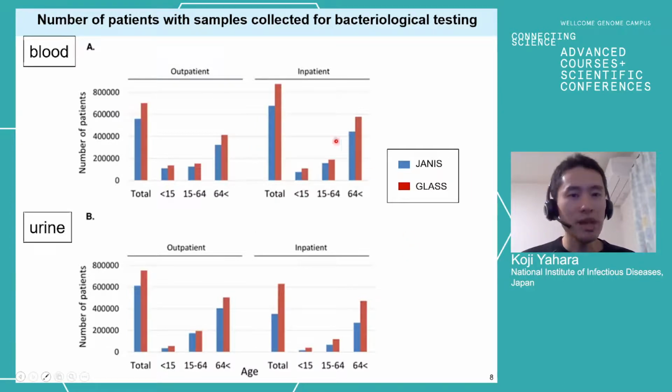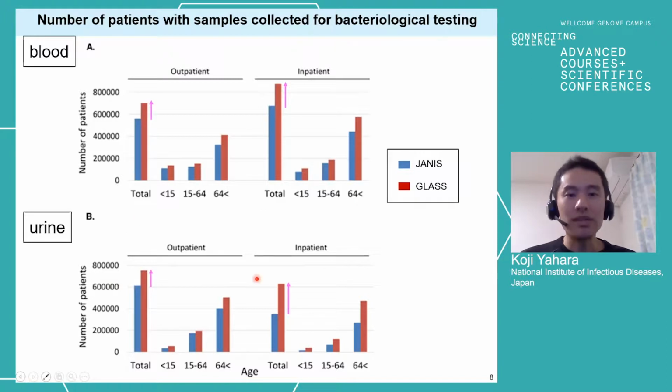Next, the number of tabulated patients whose blood and urine cultures were taken is shown here, stratified by outpatient, inpatient, and age group. In the former, both the total number of outpatients and inpatients de-duplicated by the GLASS method, colored in red, were approximately 140,000 and 200,000 patients more than those included using the JANIS method, colored in blue. The result was similar in the latter.